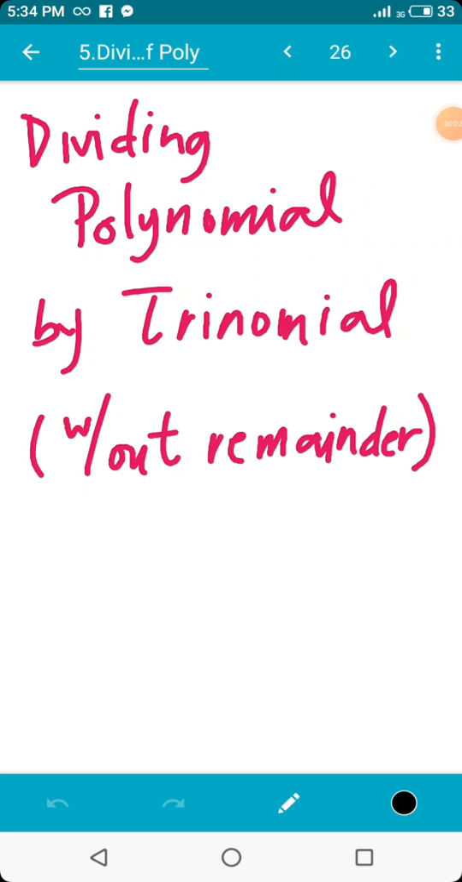Okay guys, so magdi-divide na tayo ng polynomial by trinomial. So ibig sabihin yung divisor natin ay magiging tatlong terms na. Okay? So unahin natin yung quotient na walang remainder. So gagamitin pa rin natin yung tatlong methods. So yun yung long division, box method, and synthetic division. Okay?